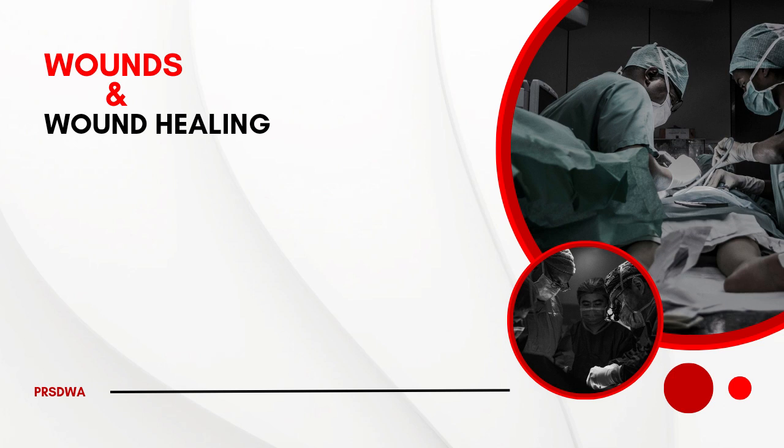Which one of the following collagen subtypes predominates in a 3-week-old healing wound? A. Type 1, B. Type 3, C. Type 4, D. Type 7, E. Type 9. So I'll choose B, type 3.